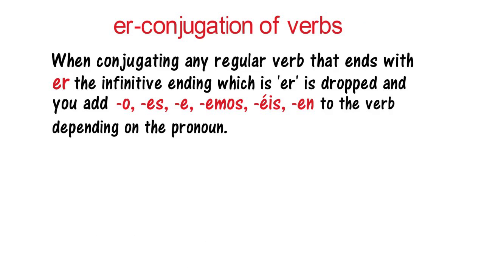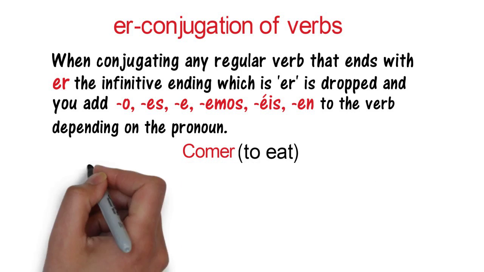Let's move on to the regular verbs that end with ER. When conjugating any regular verb that ends with ER, the infinitive ending, which is ER, is dropped, and you add o, es, e, emos, éis, en to the verb, depending on the pronoun. Let's take our first example, comer.